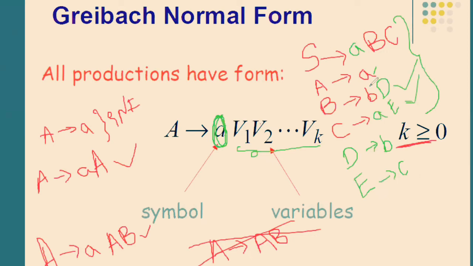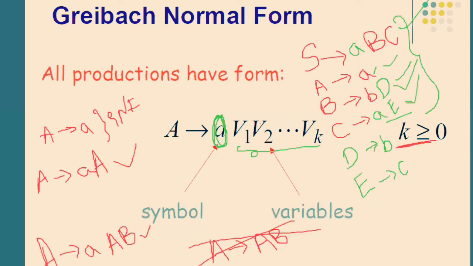Now you can see the productions. The productions are S tends to ABC. It is in GNF. A tends to small a. Yes, this is in GNF. B tends to BD. This is in GNF. C tends to AE is in GNF. D tends to B is in GNF. And E tends to small c is in GNF. So all are in GNF only.